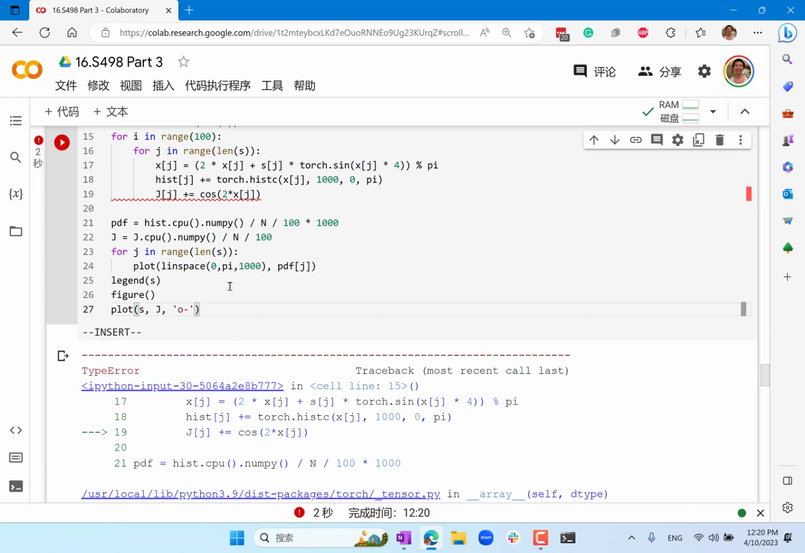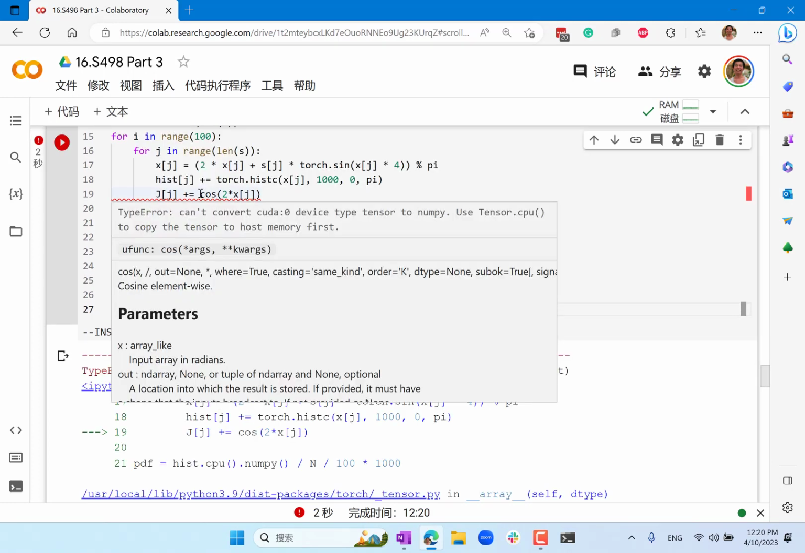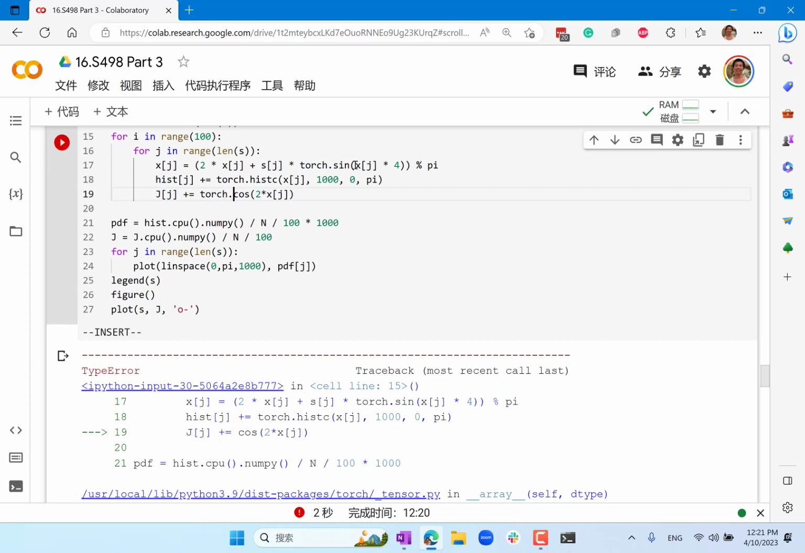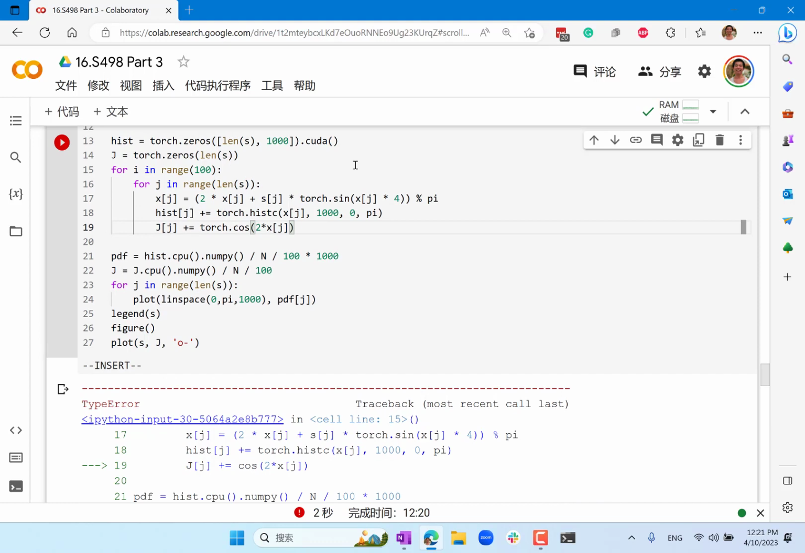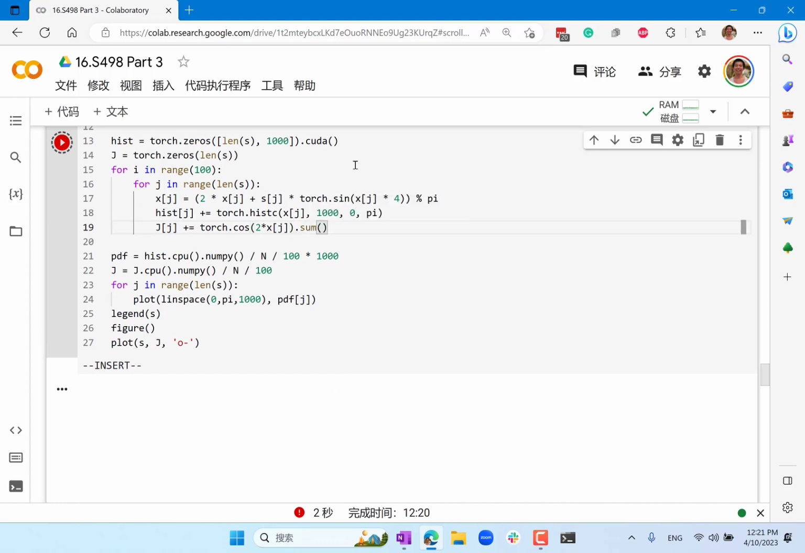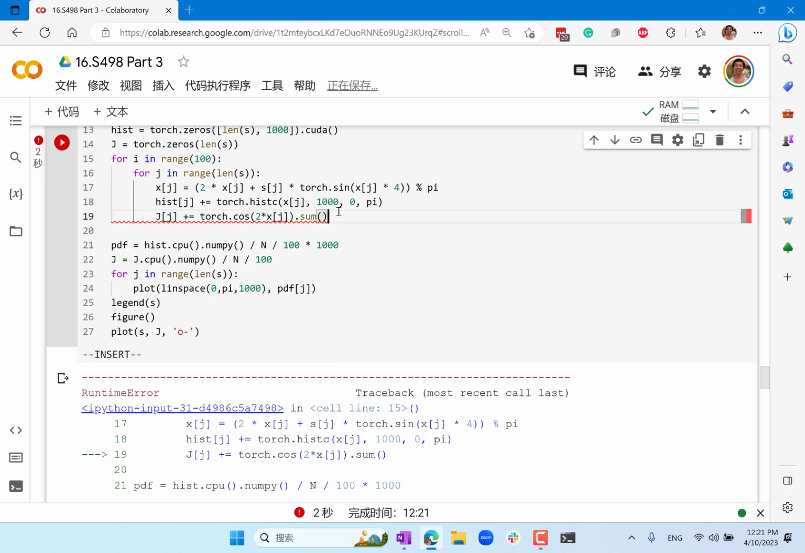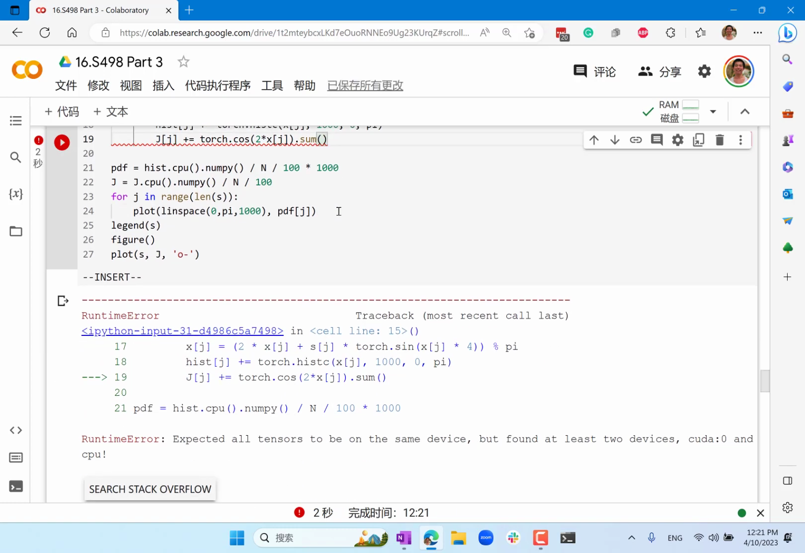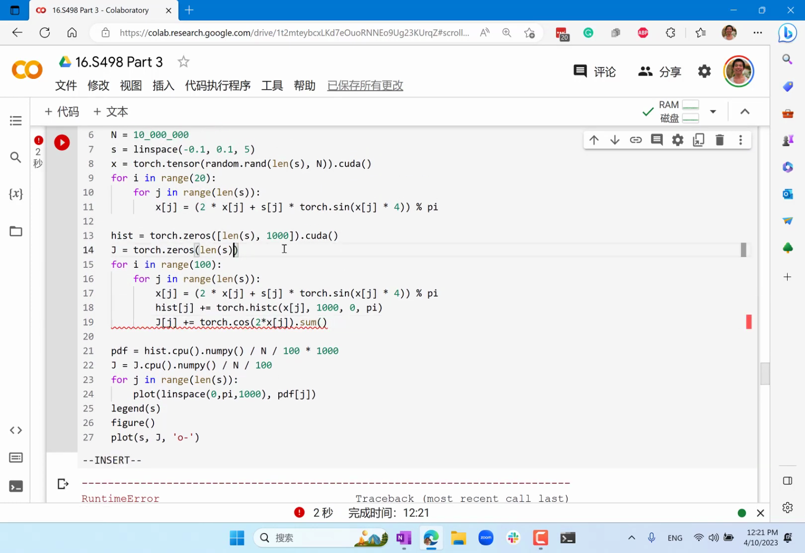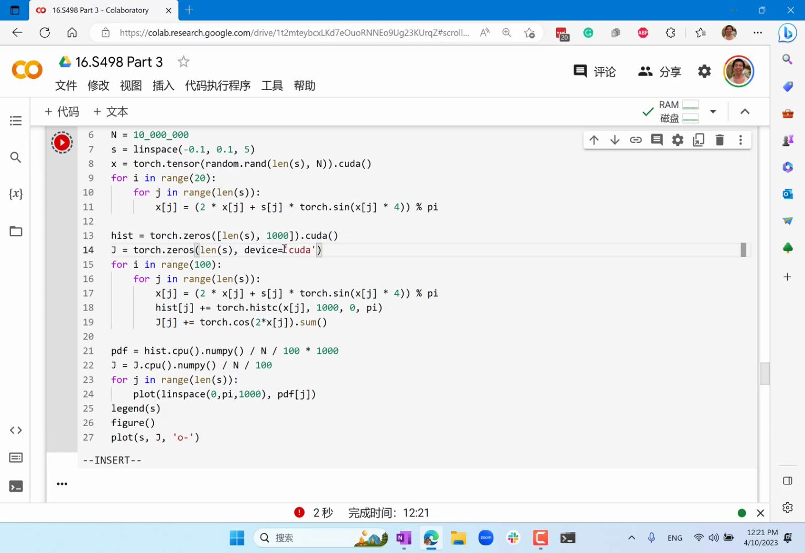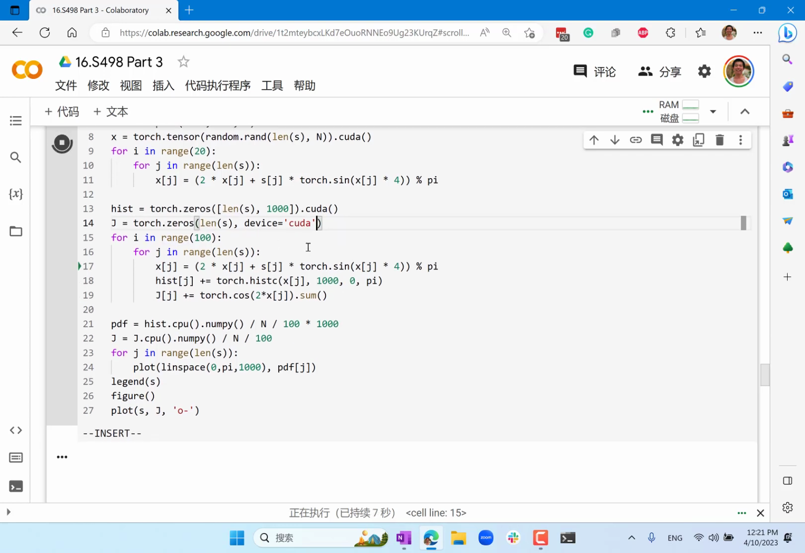Let's look at my torch.cosine, and I also need to dot sum, right? All tensors need to be on the same device. Okay, so j needs to be also put onto CUDA for this to work.